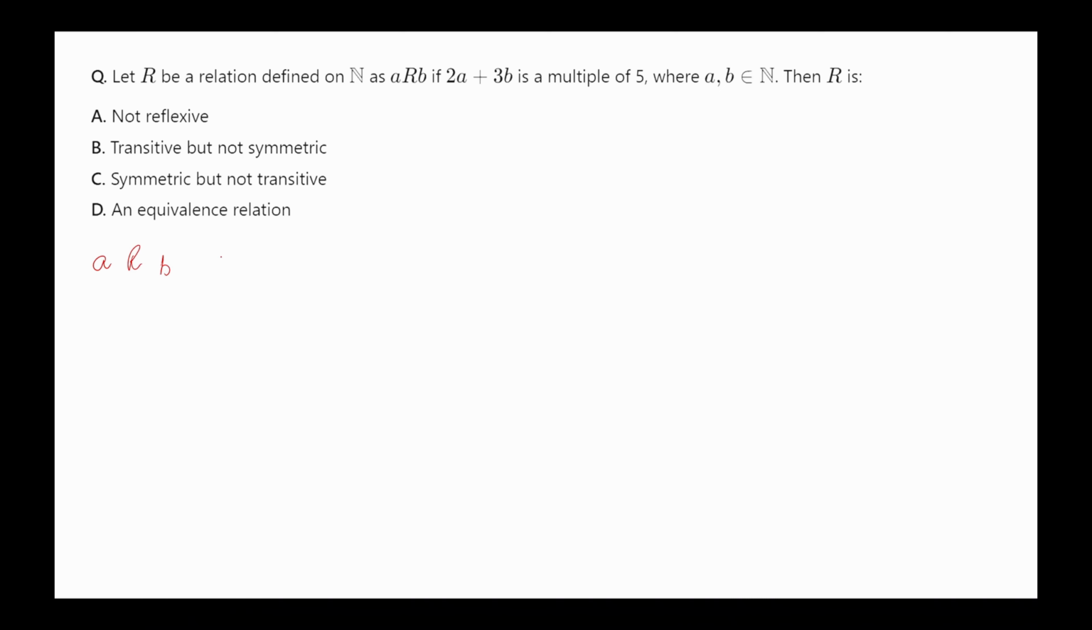So we know A is related to B, then 2A plus 3B is a multiple of 5. That means I can write it down as 5x, x being whatever value. Now let me check for reflexive first.